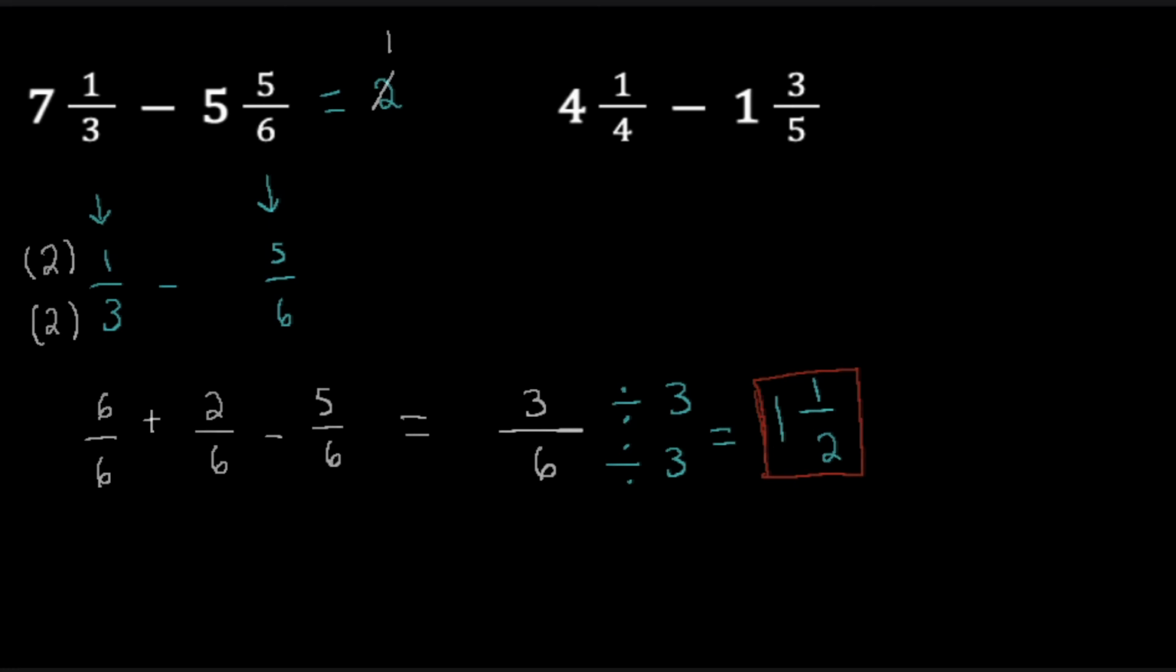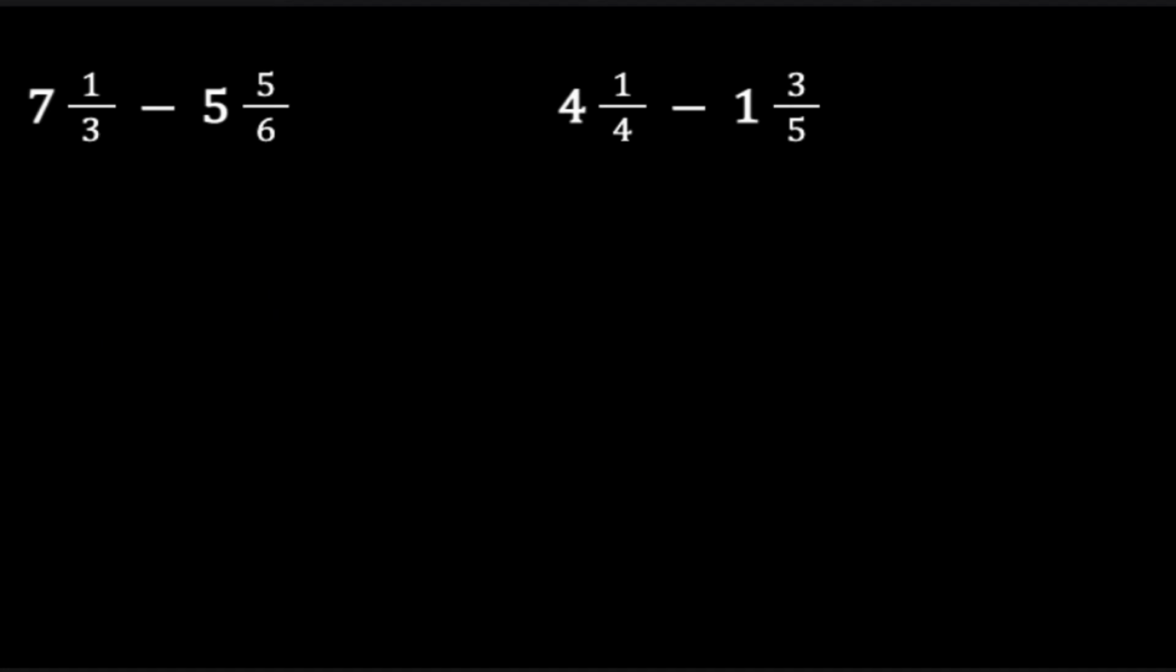So let's go over to the next problem. And I'm going to wipe this out to give us more room. So we have 4 1/4 minus 1 3/5. So we're going to take and subtract the whole numbers. So 4 minus 1 equals 3. Let's bring down the fractions of 1/4 minus 3/5.